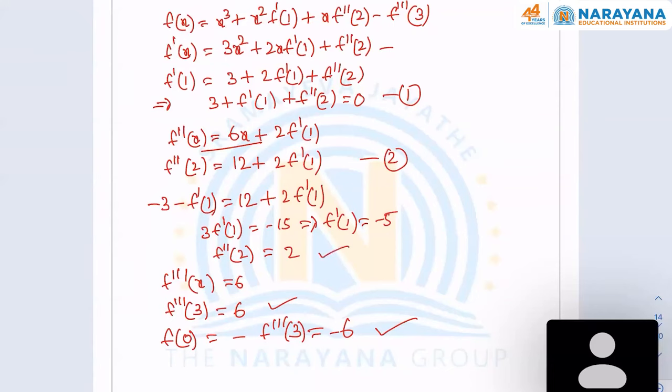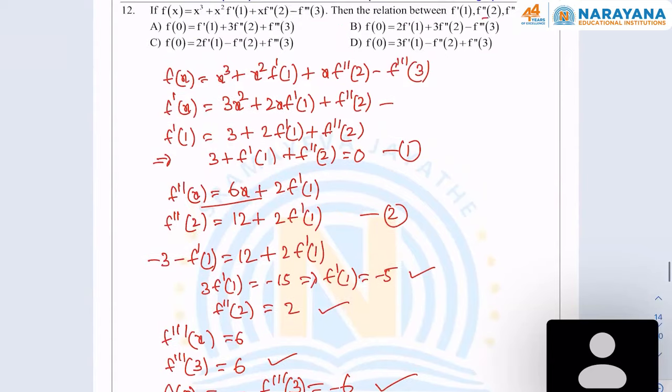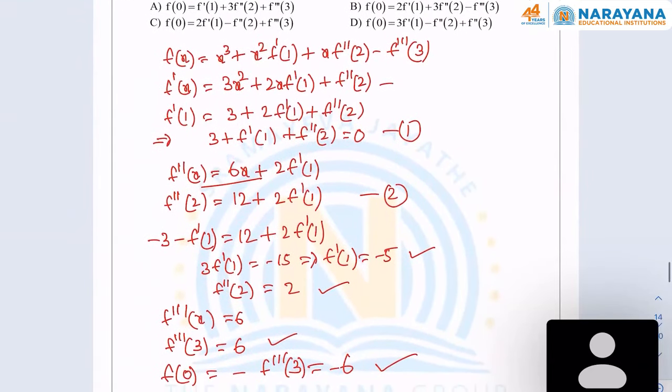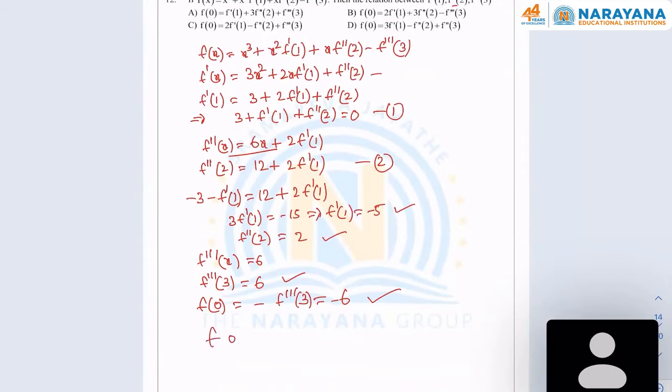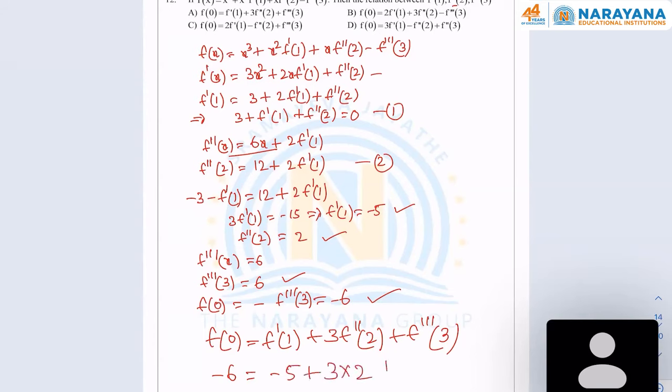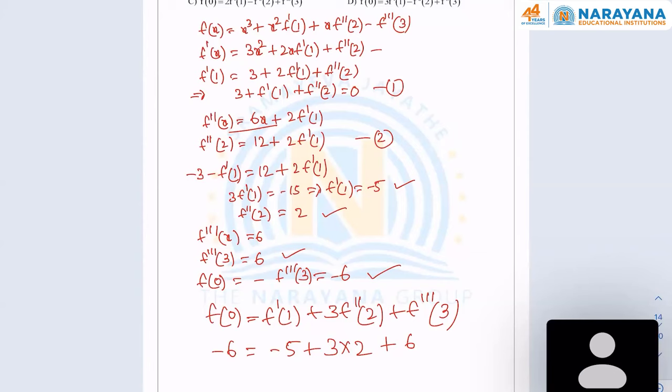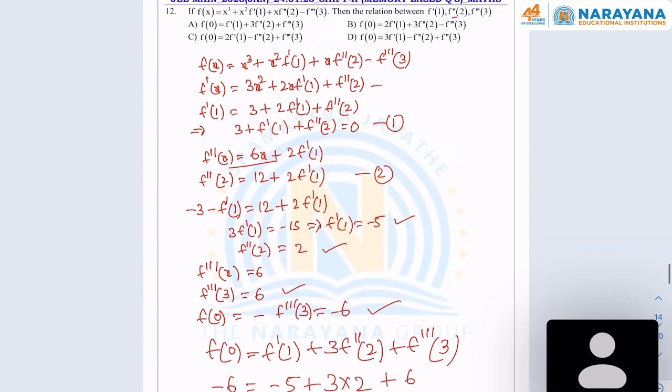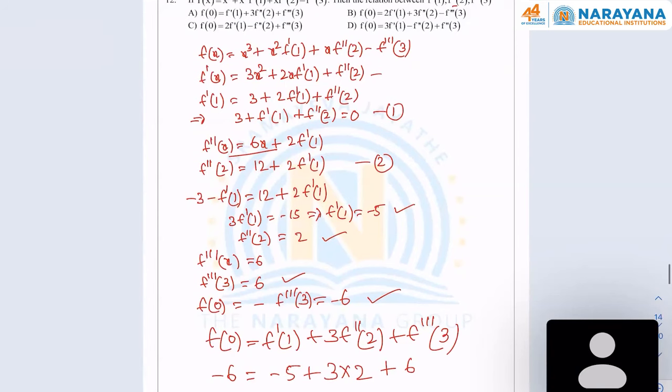and f double dash 2 is equal to 2, f dash 1 is equal to minus 5. Now you substitute these values in the options. First one, what they have given, f of 0 is equal to f dash 1 plus 3 into f double dash 2 plus f triple dash 3. f of 0 is minus 6, f dash 1, its value is equal to minus 5 plus 3 into f double dash 2, plus here we have 6. So what is the answer we are getting? Minus 6 is equal to f of 0 is equal to minus 6. f double dash 2 is equal to 2. So option A is not satisfying.